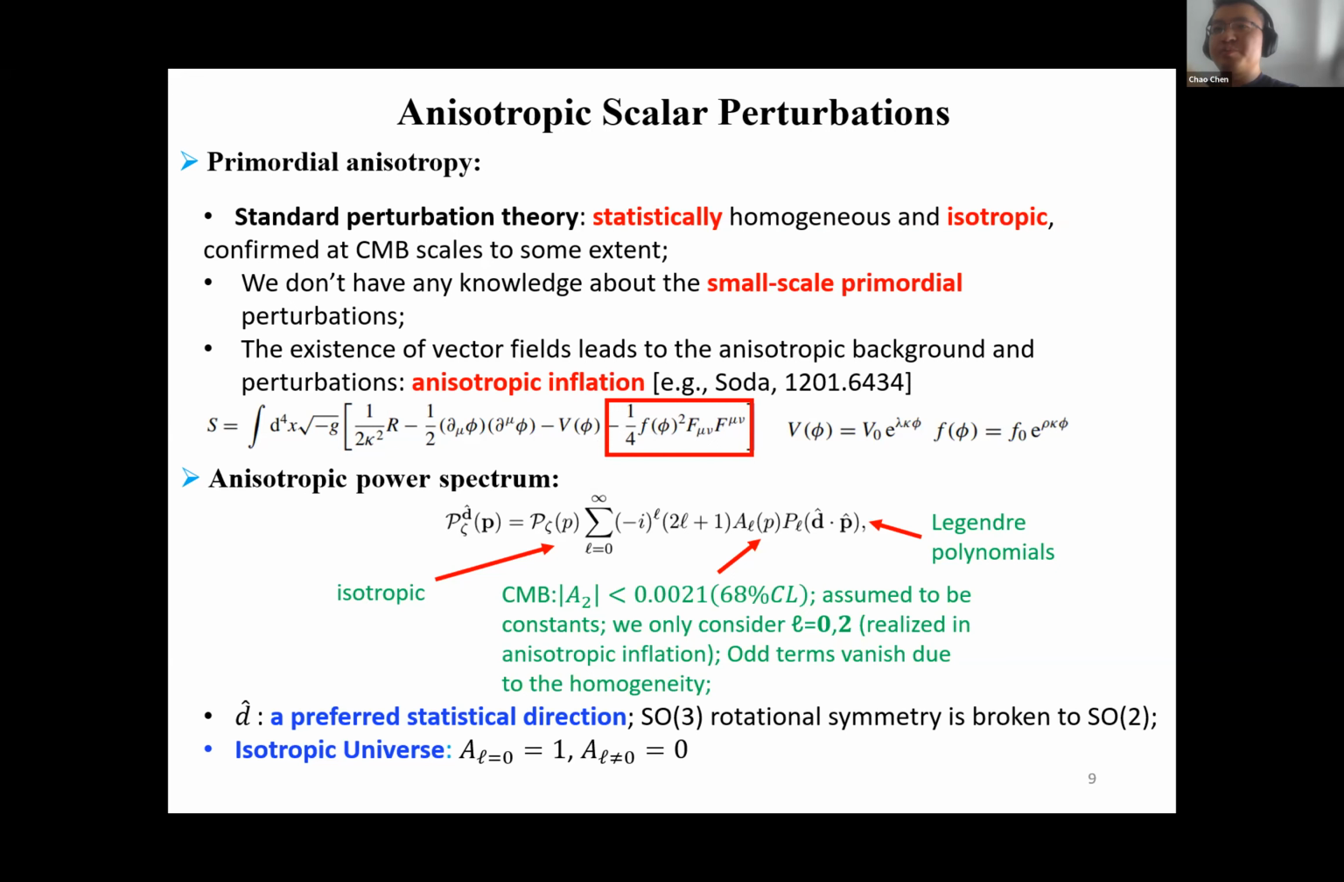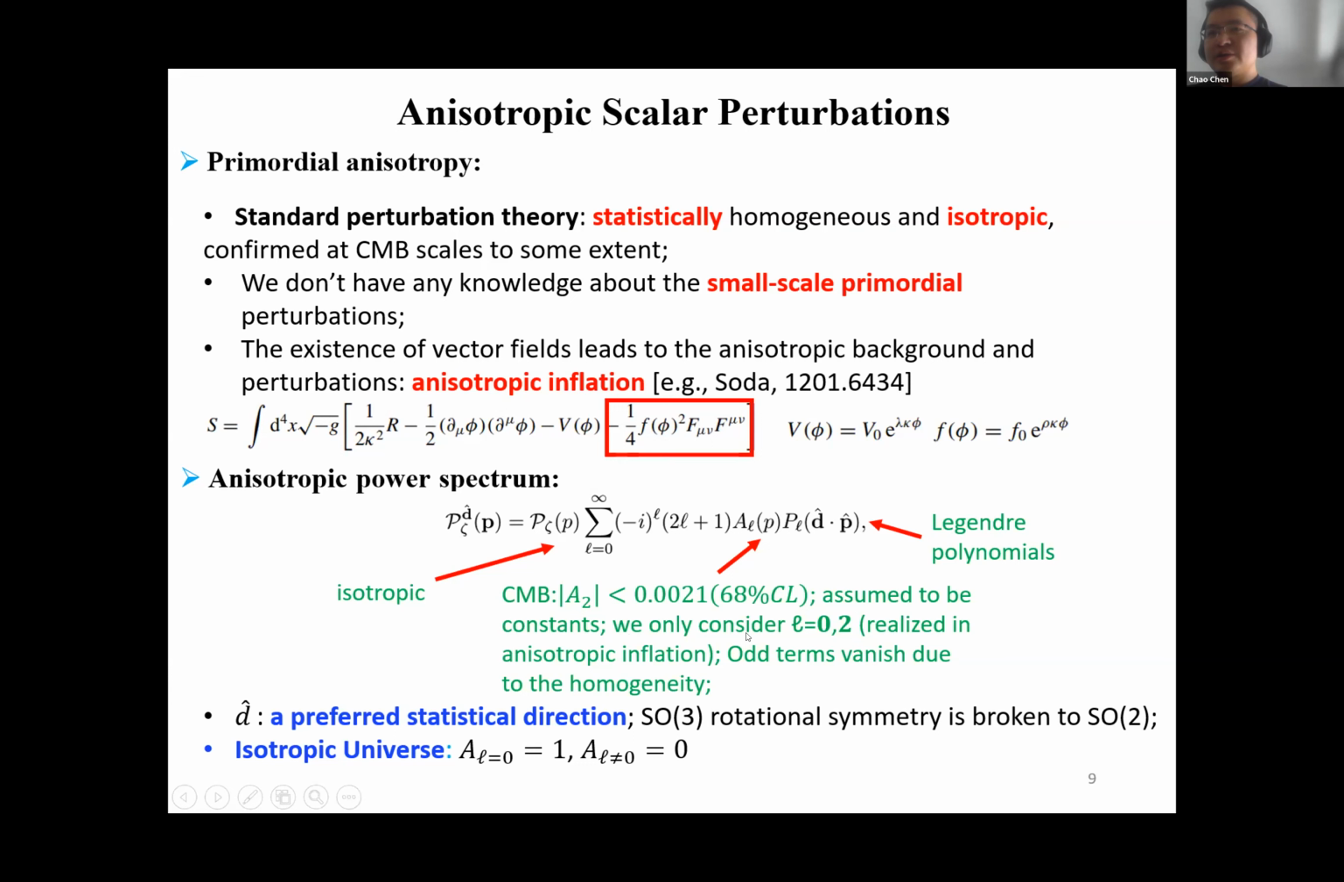So you will produce the anisotropy. Okay, so for the anisotropic scalar power spectrum, we can parameterize it in this way. P zeta is the isotropic part of the power spectrum, A_L is the coefficient, and P_L is the Legendre polynomials. According to current CMB observations at large scales, we have these constraints on A2. In our work, for simplicity, we assume this is a constant.